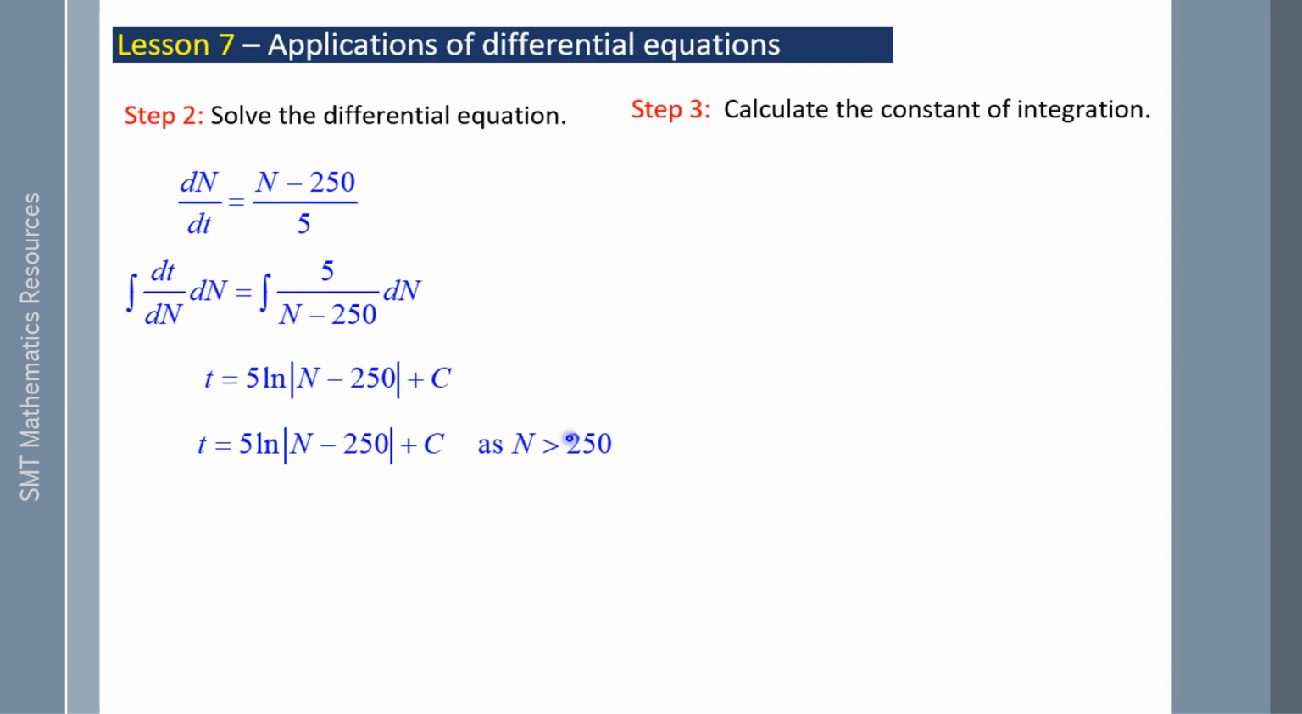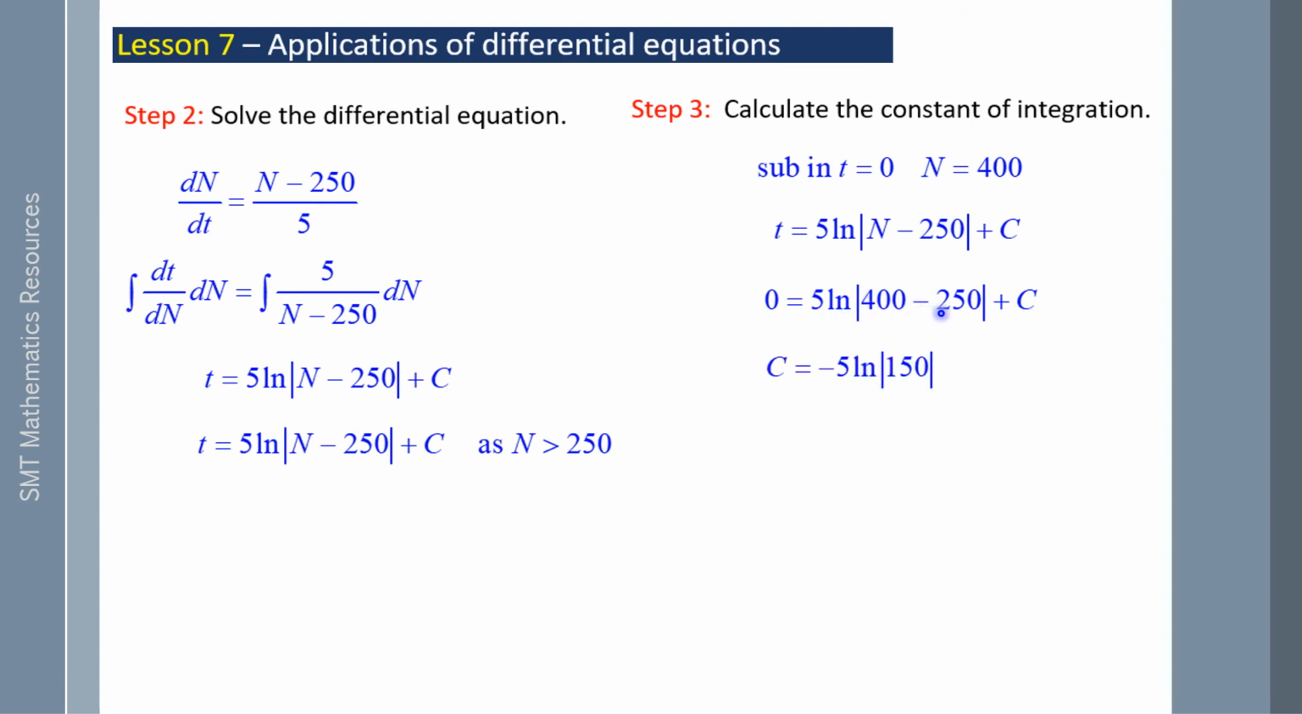Step 3 is to calculate the constant of integration. If we sub in initial conditions, which is t equals 0, we had 400. We then have 0 equals 5 ln(400 take 250) plus c, which we simplify and rearrange. C, we want to isolate, would be negative 5 ln 150. So I've just rearranged.